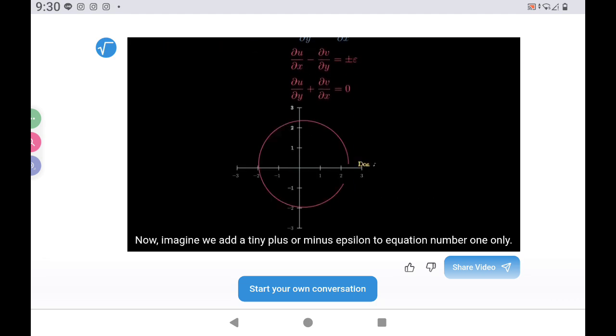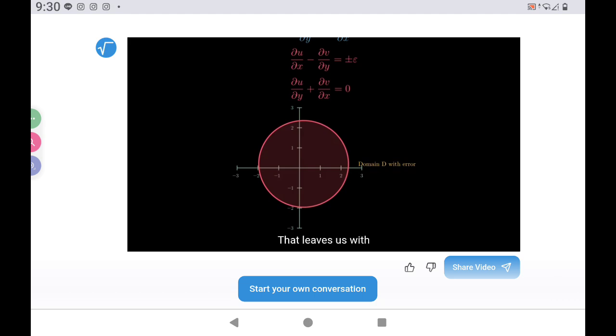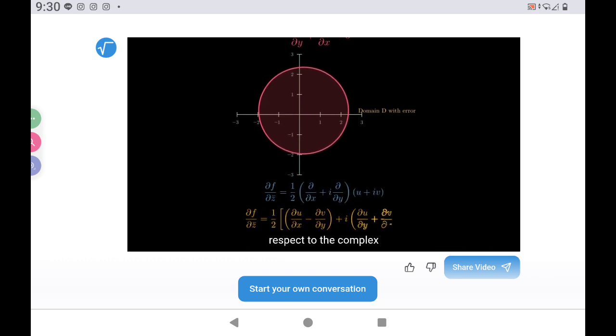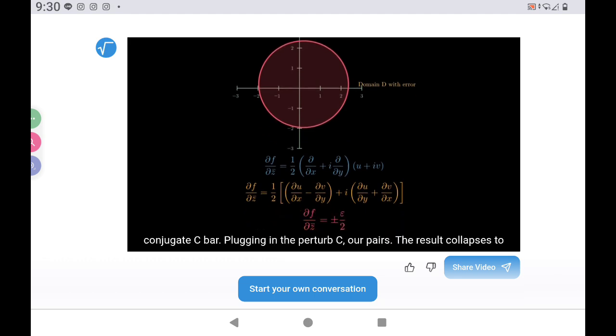Now, imagine we add a tiny plus or minus epsilon to equation number 1 only. That leaves us with a tiny mismatch that we will track through the rest of the derivation. Next, we quantify how far the function deviates from being regular. We compute the derivative with respect to the complex conjugate z bar. Plugging in the perturbed CR pairs, the result collapses to plus or minus epsilon over 2.